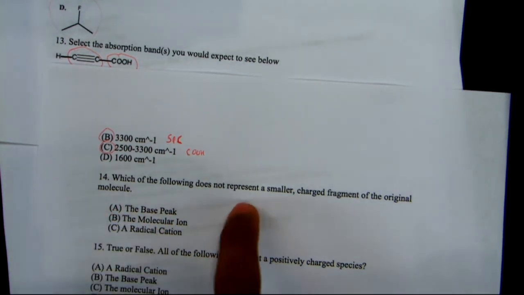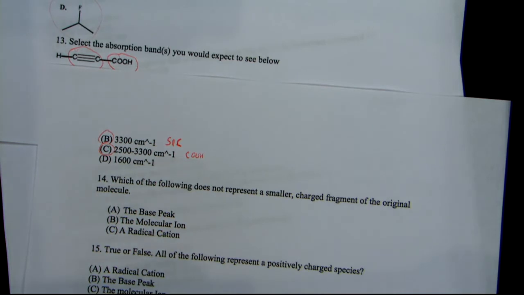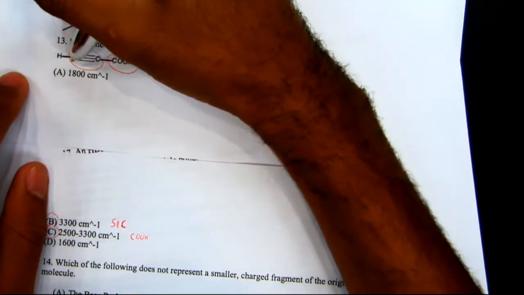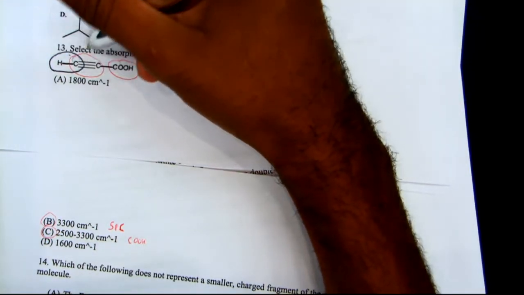For this one, it's which of the following does not represent a smaller charged fragment of the original molecule? Excuse me. Yep. Let me look at the actual one. All right, so I guess I should have drawn it in a way that you could have seen it clearly. This is SP, it's actually right here, SP hybridized CH bond. This is what you're actually looking at for your SP CH value. That value corresponds to this part. Just the alkyne itself, I get what you're saying. That works differently, but just SP hybridized carbon attached to an H. This H will give off on the graph. Yes.